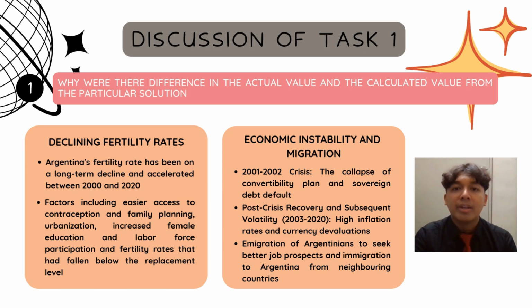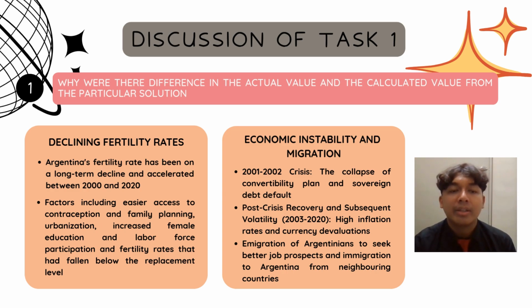First of all, the declining fertility rates. The fertility rate of Argentina has been on a long-term decline and the decline even accelerated during 2000 and 2020. This happens because of access to contraception and family planning, with smaller families being more common and accepted. Increased female education and labor force participation also lead to delays in marriage and childbearing, ultimately leading to smaller family sizes.